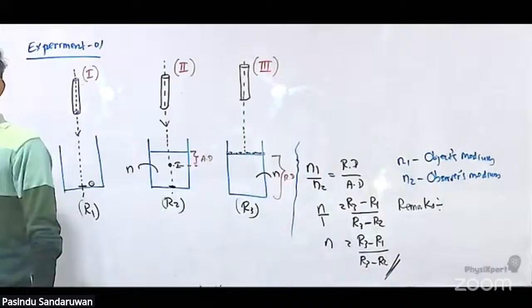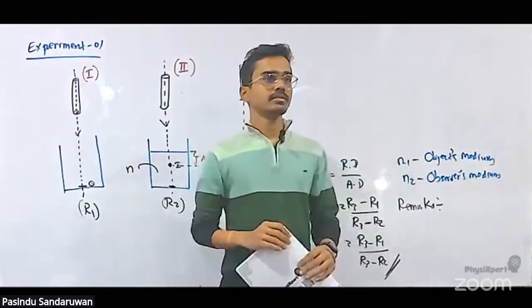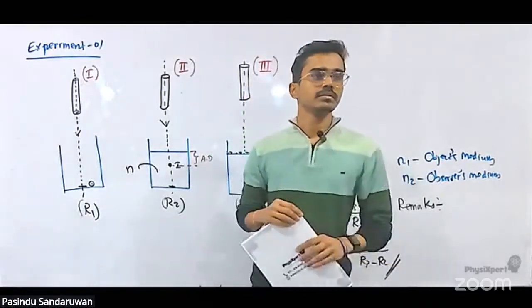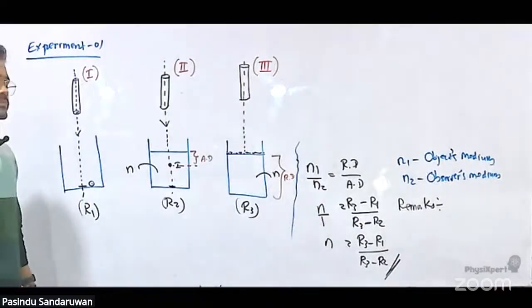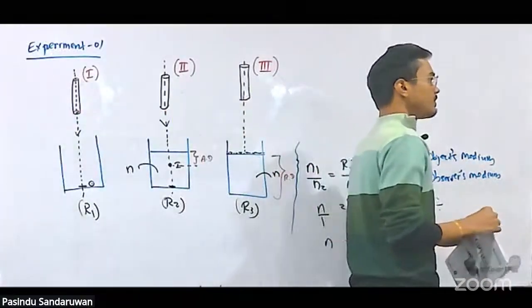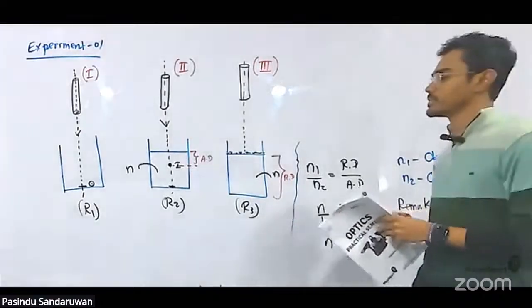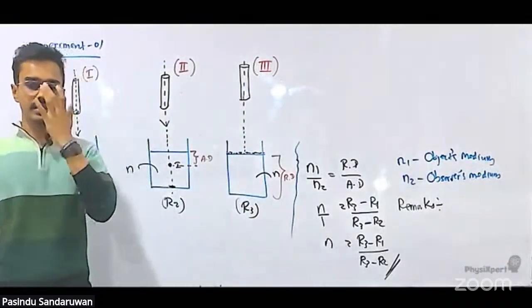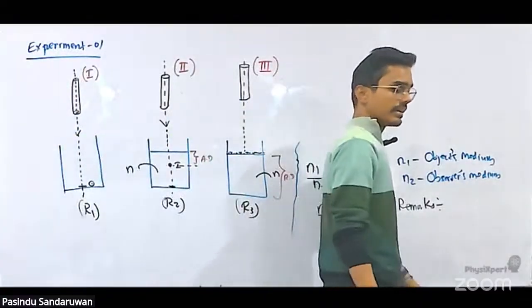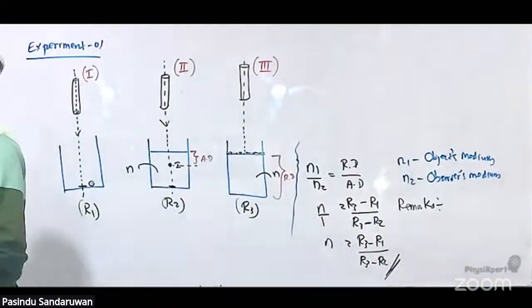Next point below this. Keep an optical pin at the bottom of the empty beaker, and take the reading within brackets, R1.